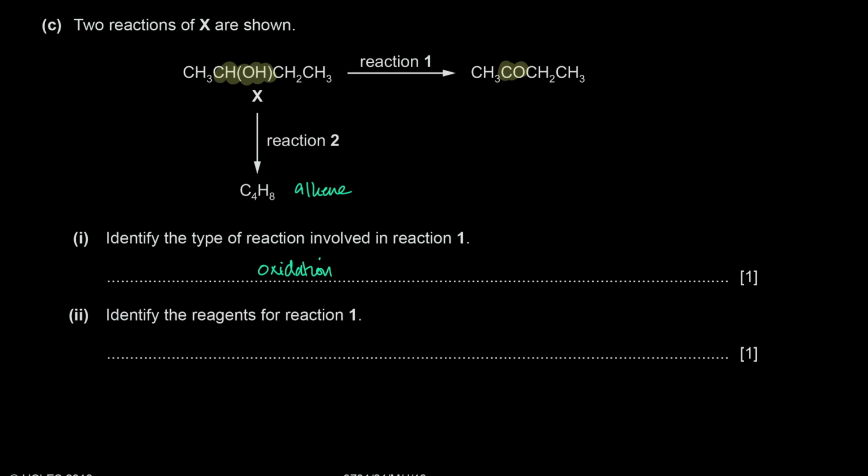The reagents and conditions that we can use: you can use acidified dichromate or you can use acidified manganate. So we use acidified dichromate. These are the reagents you need. You can also use acidified manganate, as I mentioned before. And the observation here would be that the dichromate would go from orange to green.